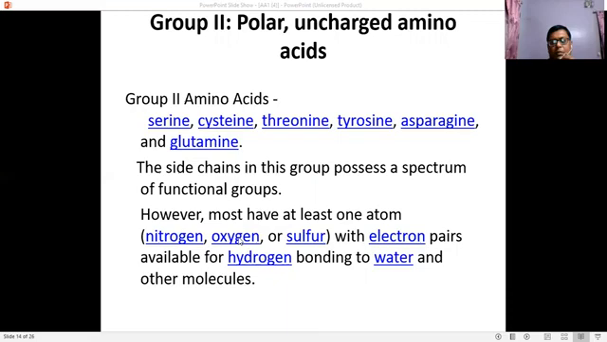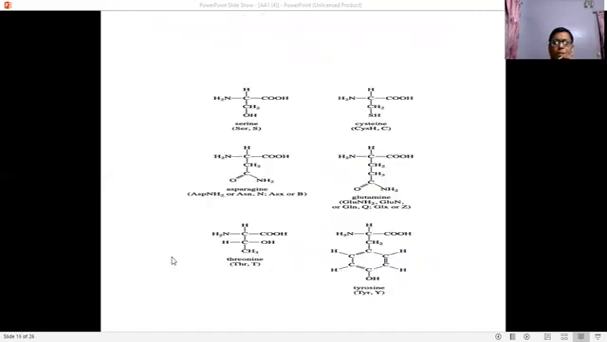Next is type 2, that is polar amino acids. Polar amino acids are serine, cysteine, threonine, tyrosine, asparagine, glutamine. The side chains in this group possess a spectrum of functional groups. However, most have at least one atom with electron pairs available for hydrogen bonding to water and other molecules. So they are serine, cysteine, asparagine, glutamine, threonine, and tyrosine.